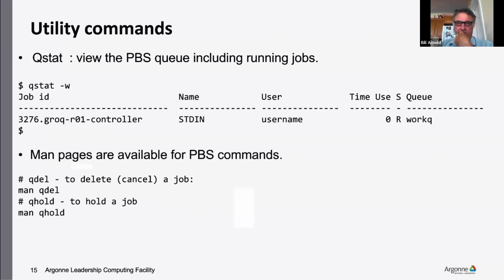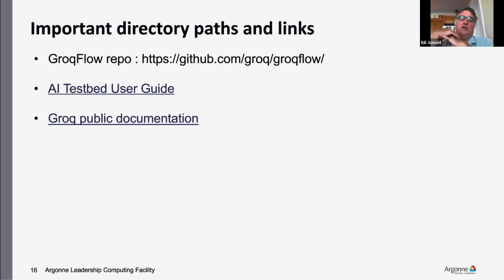Utility commands consist of qstat. The PBS utility commands are qstat, qdel for deleting a job, and qhold if you want to hold a job. Mainly qstat and qdel and qsub.